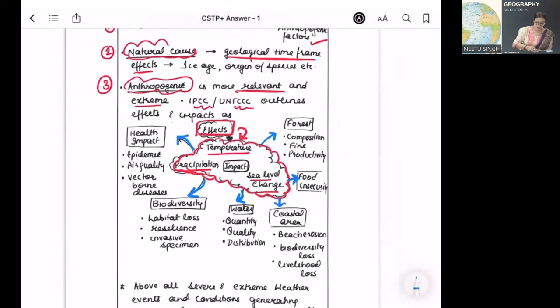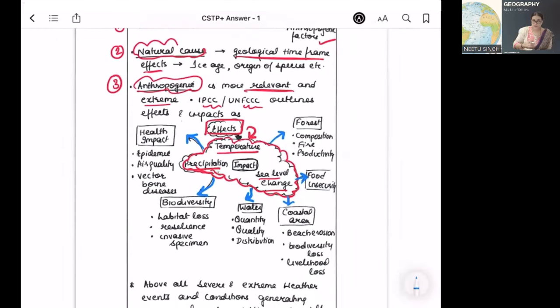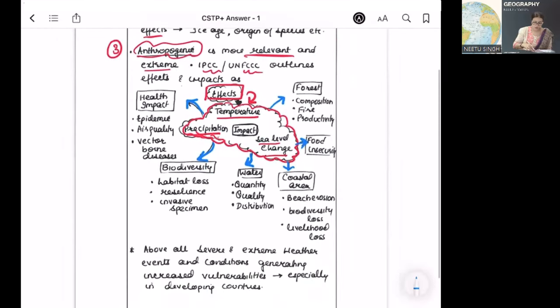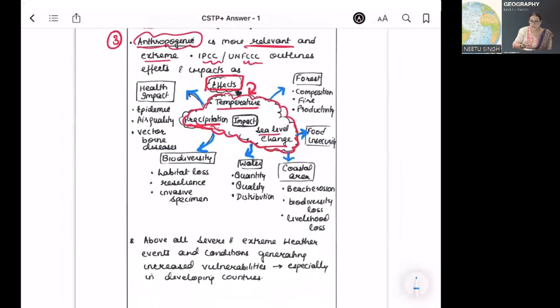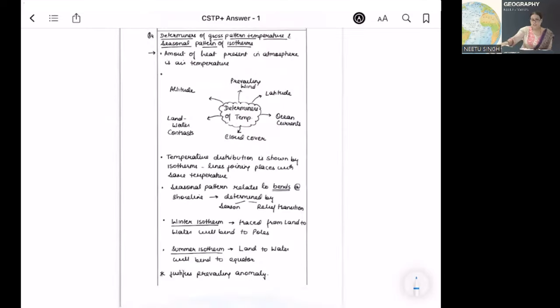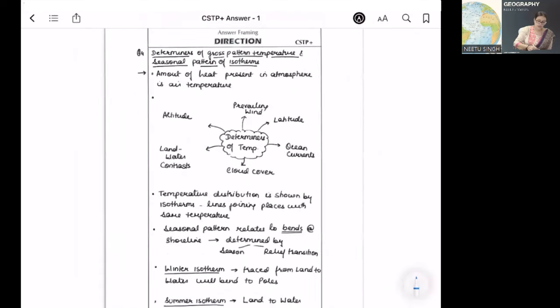Can you notice that once you have created this Venn diagram as your answer frame, you are not going to miss out on any of the important points in your answer writing? That is what is required, students. This is the difference between a high-marks-fetching answer and a low-marks-fetching answer. Who doesn't know about effects of climate change? But have you covered all the dimensions? That is what makes it. So I can have many other examples that I can cite or add into reference. Like, this is a very conventional type of question.